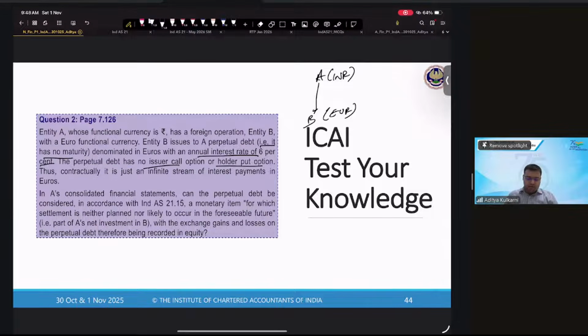In A's consolidated financial statements, can the perpetual debt be considered as a monetary item for which settlement is neither planned nor likely to occur in the foreseeable future? What do you think? Can it be treated as NIFO? Tell me.